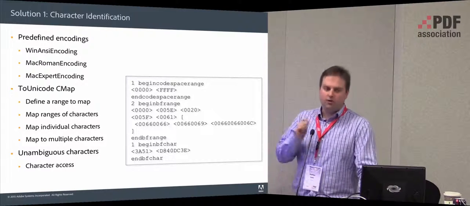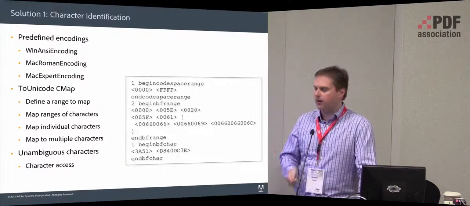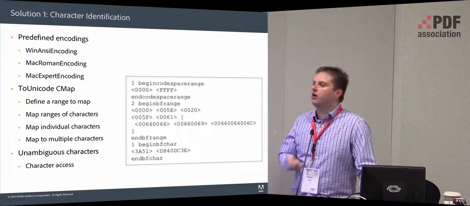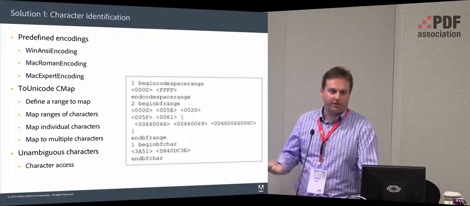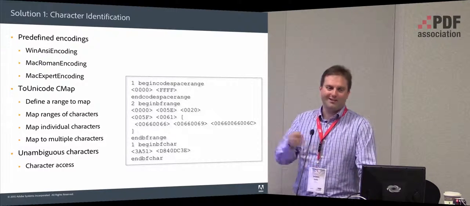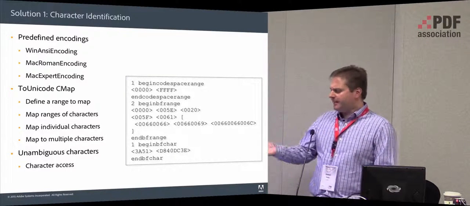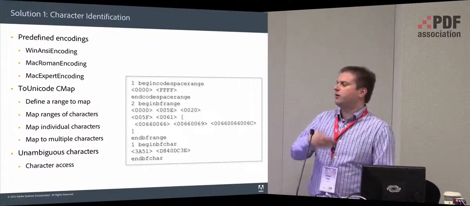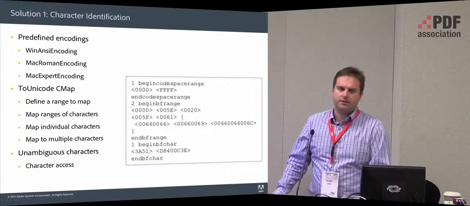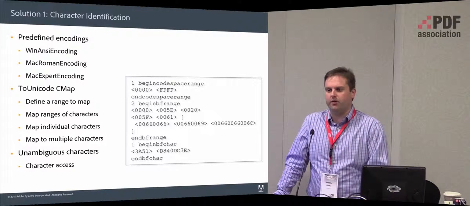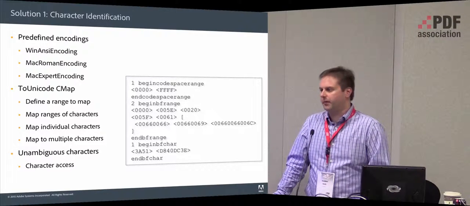Without this, when you try to extract text from a document, you'll get the wrong thing, or you'll have to do clever processing algorithms that you'll get wrong some of the time to do content access. To be clear, the easiest is to use a predefined encoding because everyone understands them, but CMaps are really common and they have to be processed to really understand the content of a PDF.